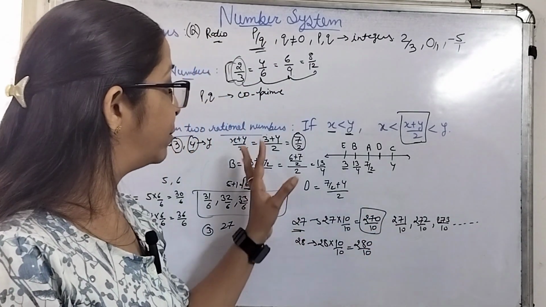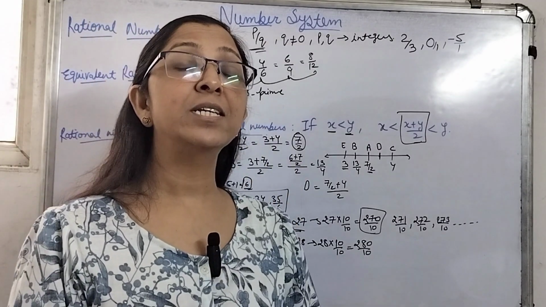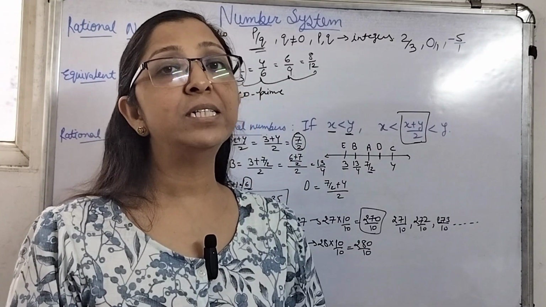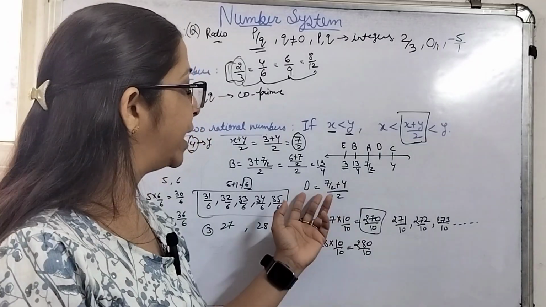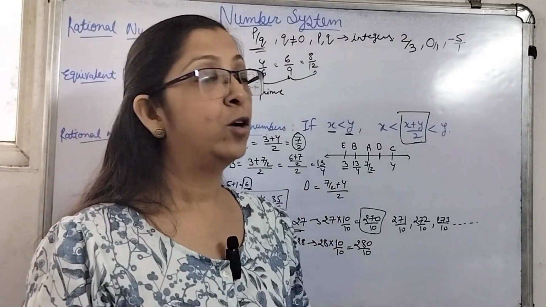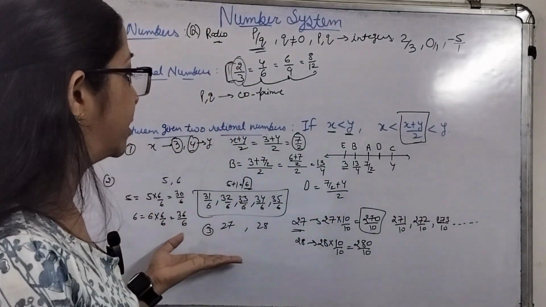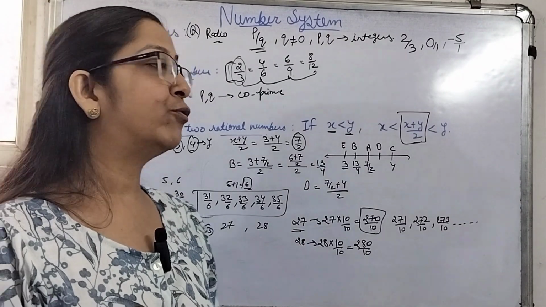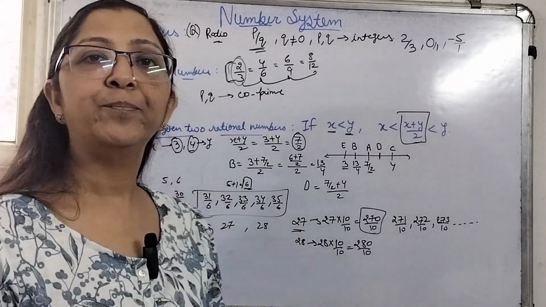So we can say that between any two given rational numbers, there are infinitely many rational numbers which lie between them. All these are the methods; any of the methods we want to use, we can use for finding rational numbers between any two given numbers.